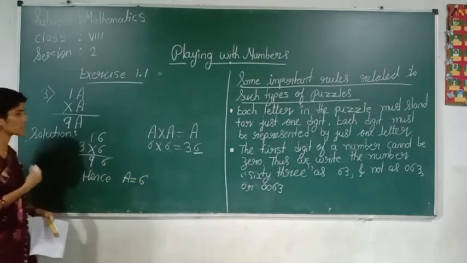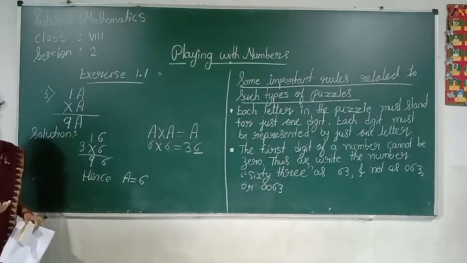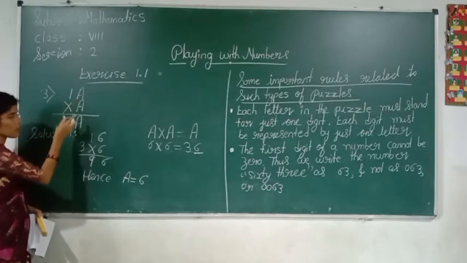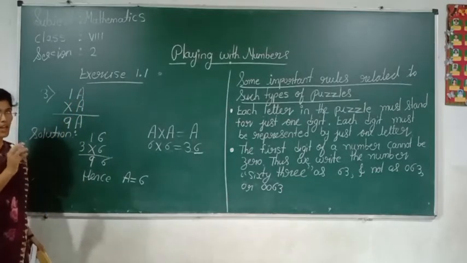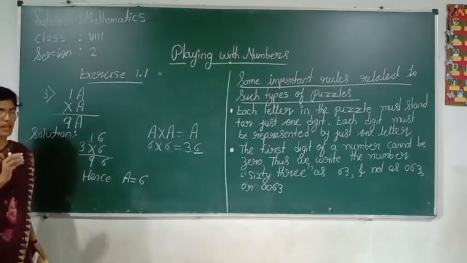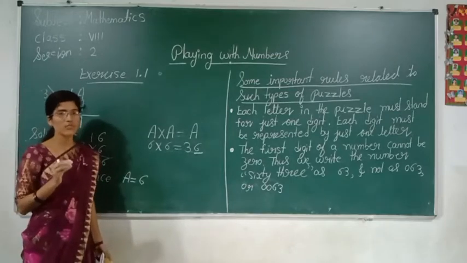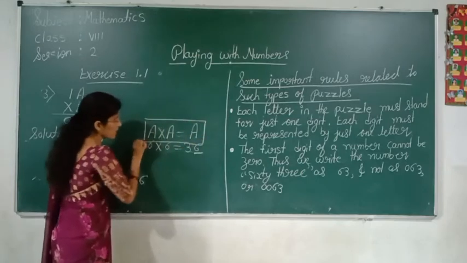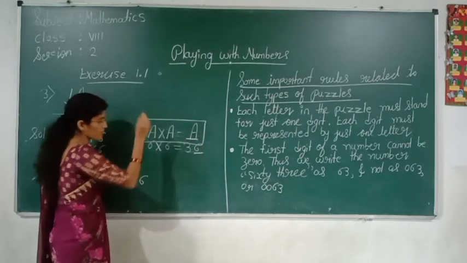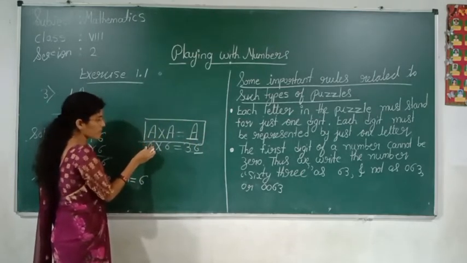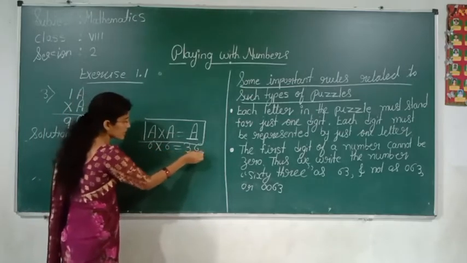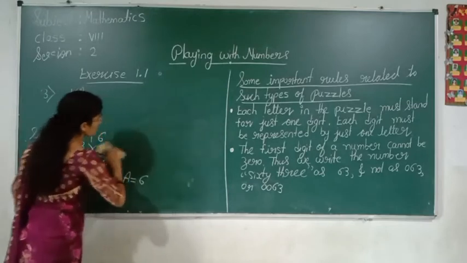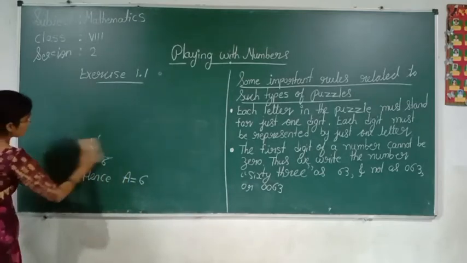Yes. What is the reason for this? The reason is that A into A, we want the answer A. If it is not possible, at least we want the unit place. Here the reason is that A into A should be A. If you put A value as 6, 6 6s are 36. Here in one's place 6 will come. Okay. Next we go for the next problem.